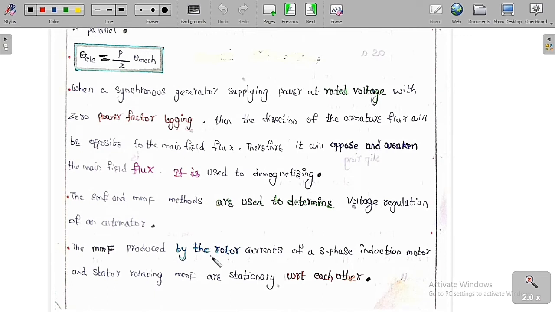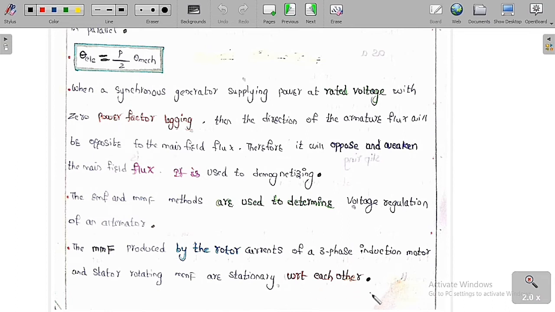The MMF produced by the rotor currents of a three-phase induction motor and the stator rotating MMF are stationary with respect to each other. The MMF produced by the stator winding and the MMF produced by the rotor winding are always stationary with respect to each other, because they are going with the same speed in the same direction.